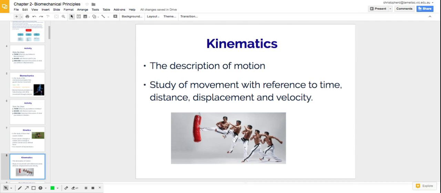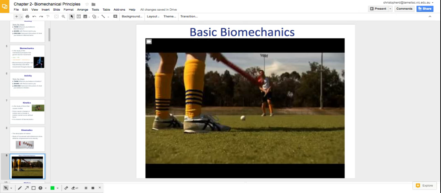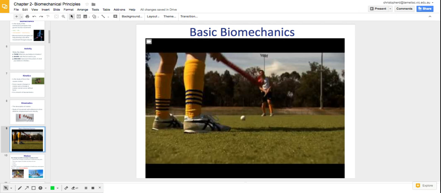When we look at kinematics, that is the description of motion, so how we would describe it. Okay, so it gives a reference to time, distance, displacement, and velocity, which will all be covered later on. Throughout this chapter, you'll find there's quite a few videos. It's highly suggested that you watch these to help consolidate your knowledge.